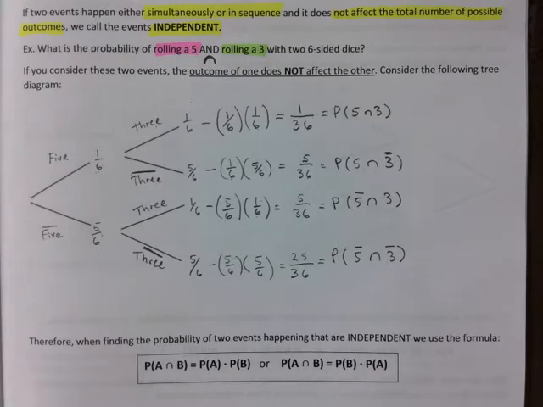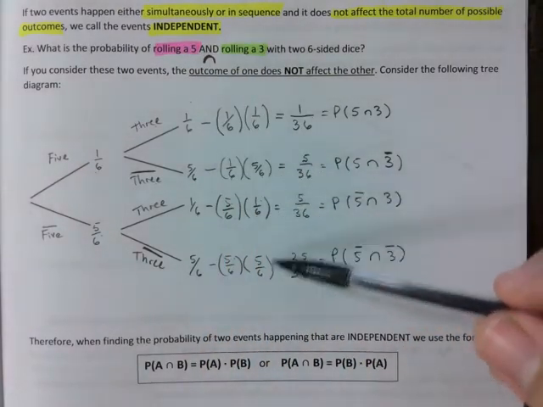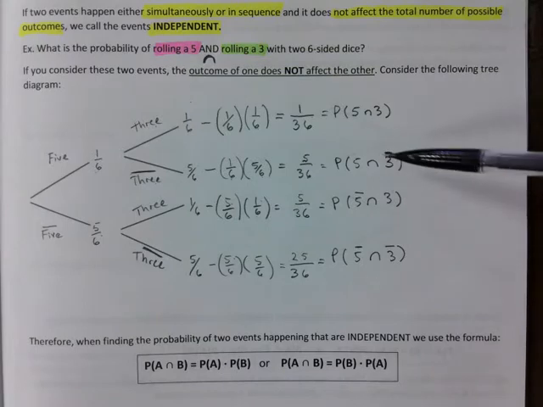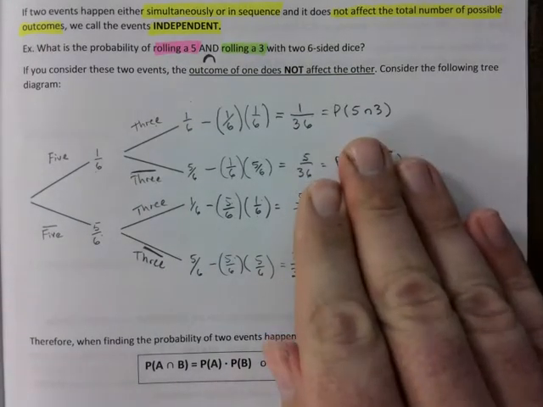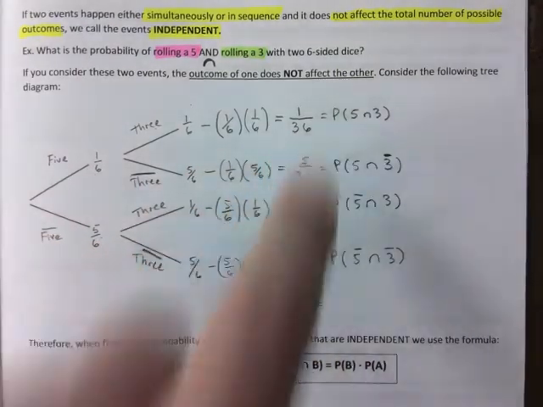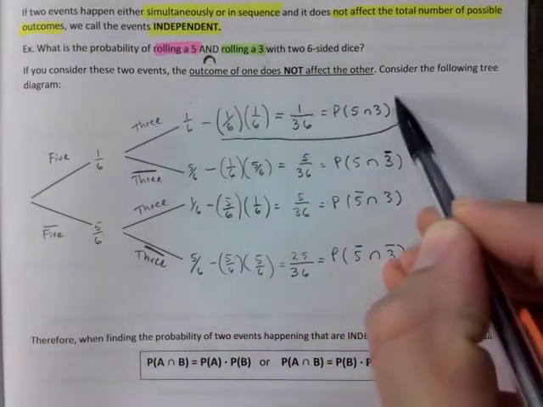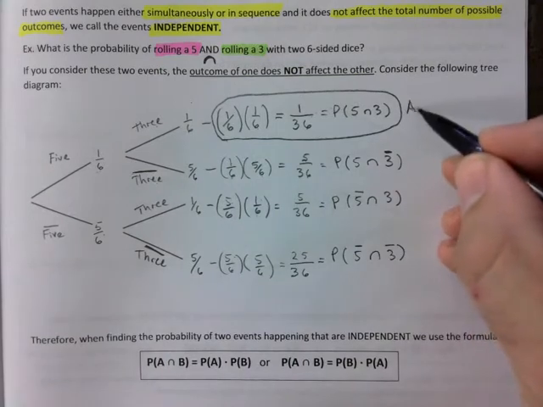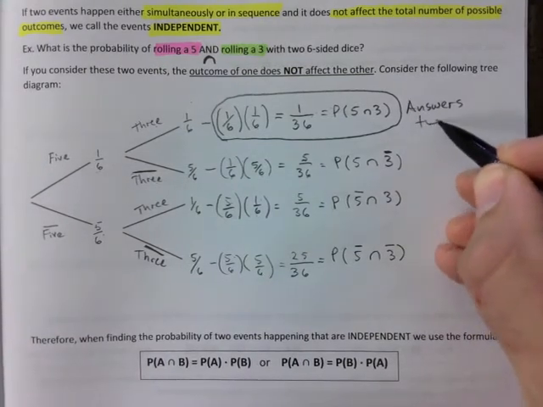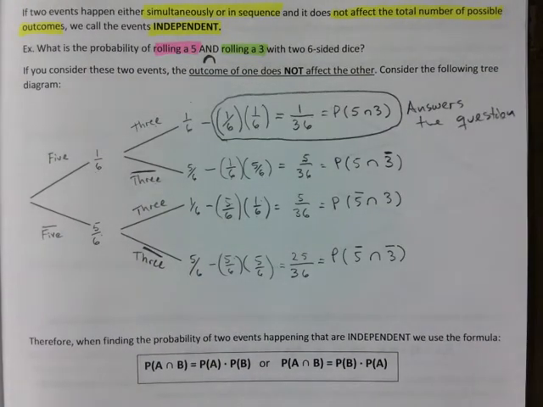Which one are we right now interested in? This question is specifically interested in this one right here, rolling a 5 and rolling a 3. But you always have to remember that there are these other branches still in the background that make the other events, right? But we're just interested in this one. So I'm going to circle that. That's the one we're interested in, right? It answers the question. So it's 1 over 36 chances of that happening.